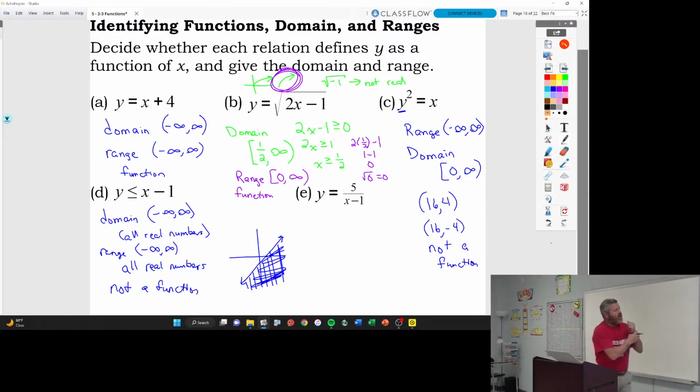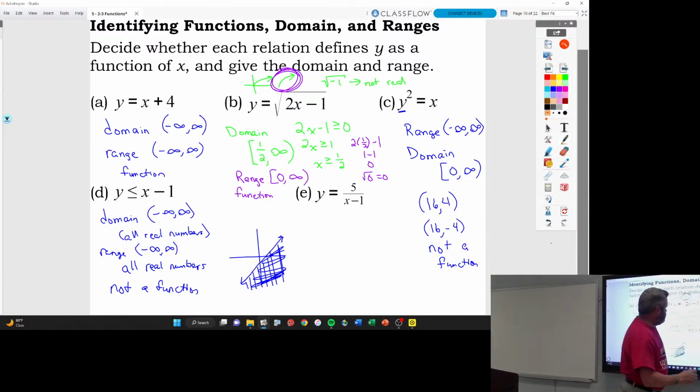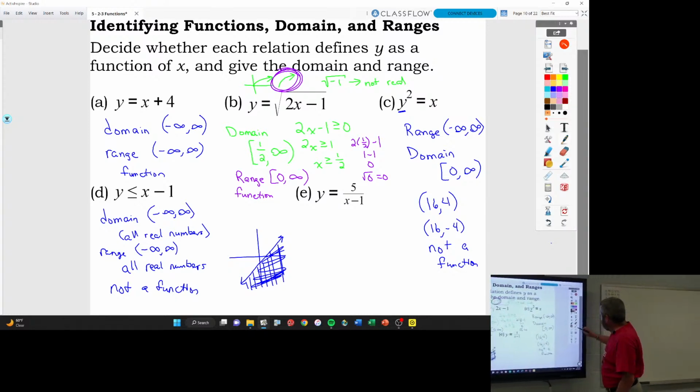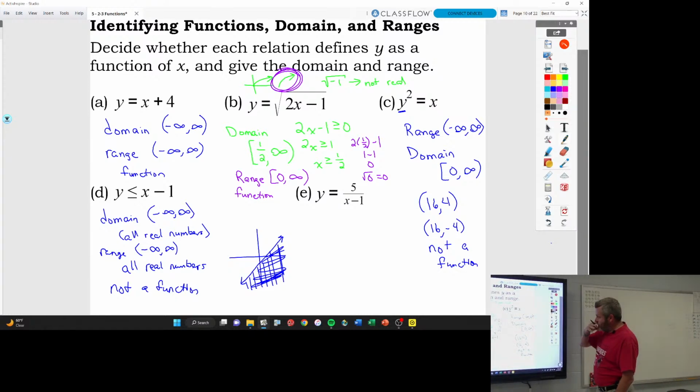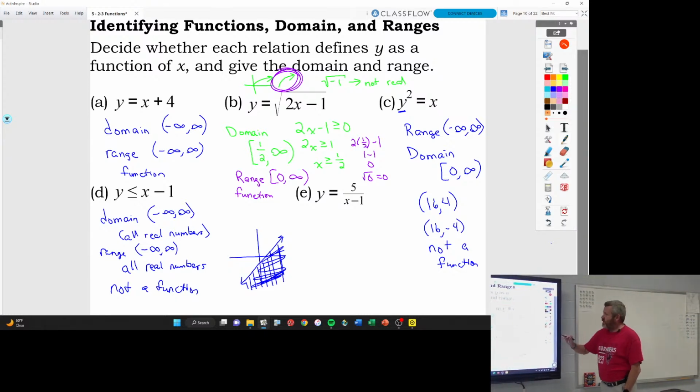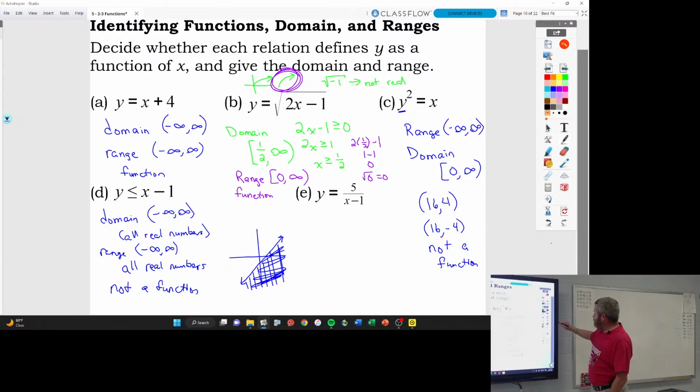Okay, part E. I'm going to work part E, but before I do so, I'm going to go ahead and clear the screen. So if you're doing screenshots or whatever, you can pause the screen and do so. Let me go ahead and clear this, and then we'll work part E.